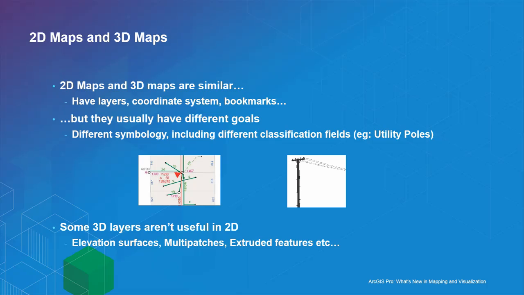And here's a really good example, 2 different ways to show utility lines in 2D and 3D. So they're not identically the same. And then there's certain things that just don't make sense in 3D, and I have some examples here: multi-patches, extrusion, elevation surfaces.